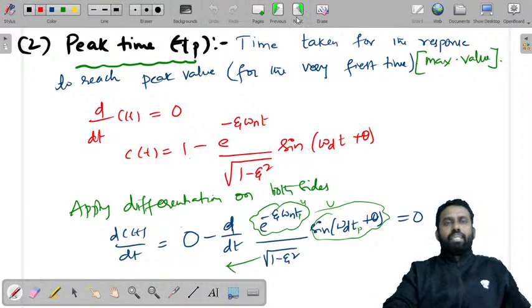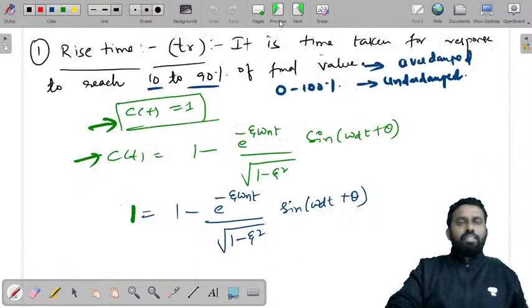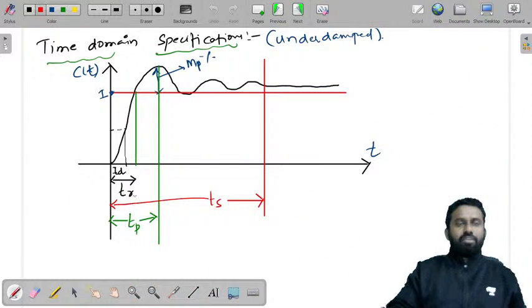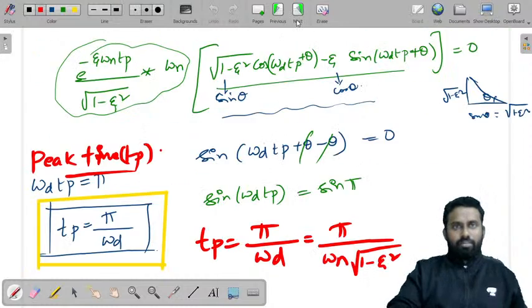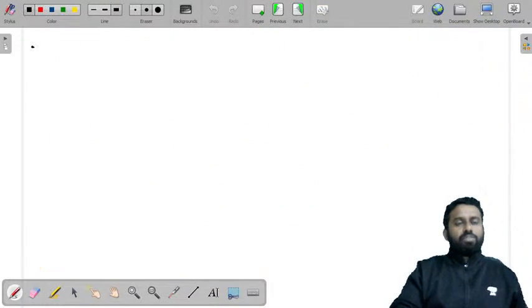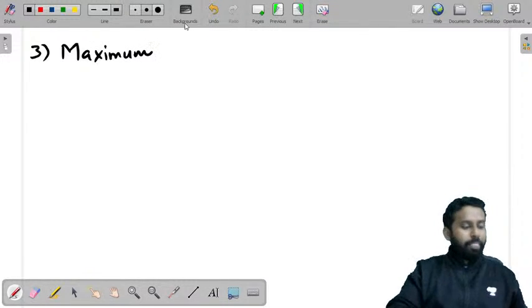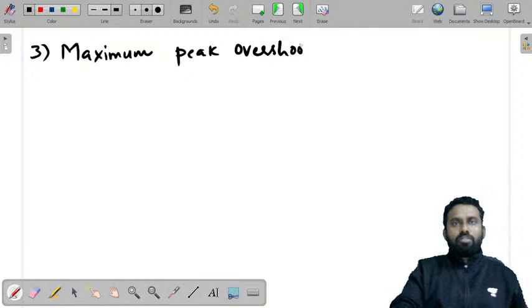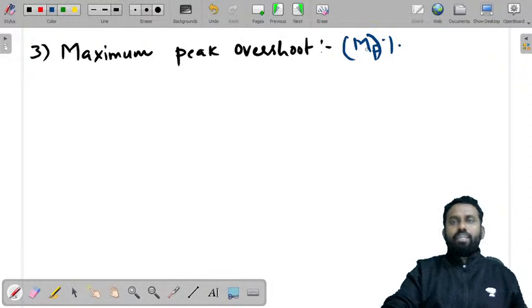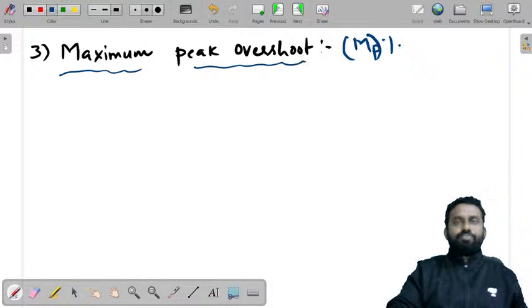Right, so this is peak time. Now let's see what is the other one. We have rise time, peak time, now maximum peak overshoot and settling time. So let's look at them. Let's see the next one. Maximum peak overshoot. What is it denoted by? It is denoted by Mp and denoted in percentage.